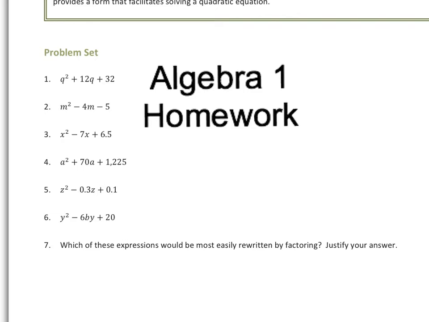Number 7, which of these expressions would most easily be rewritten by factoring, like what we just did with that last example, where I showed you or reminded you the other way that we've done it before? Notice that it says justify your answer. So you must answer with more than just a problem number. If you say problem 2 as your answer for 7, it's not going to count. You must use complete sentences, whatever mathematical stuff you need, but it must look like a complete answer, answered thoroughly.